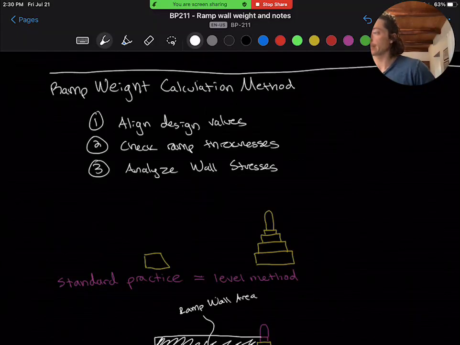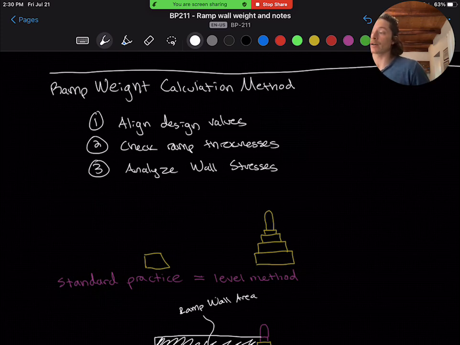In the next few lectures, the learning objectives are to first, align the design values with in-country practices for ramp wall construction. Second, backcheck the ramp wall thickness for adequacy as ramp fill formwork. And third, analyze ramp wall stresses for fill design in order to determine safe construction practices.